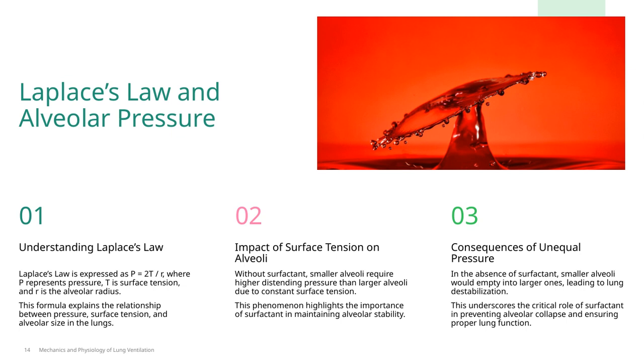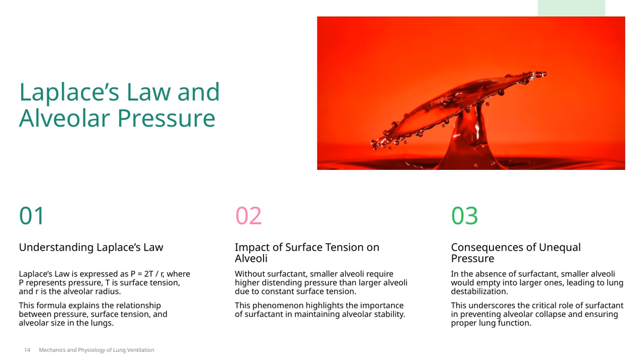Next, understanding Laplace's law helps clarify this relationship. The law is expressed as P equals 2T divided by R, where P is the pressure inside the alveolus, T is the surface tension, and R is the radius of the alveolus. This formula shows us how pressure, surface tension, and alveolar size are interconnected in the lungs.